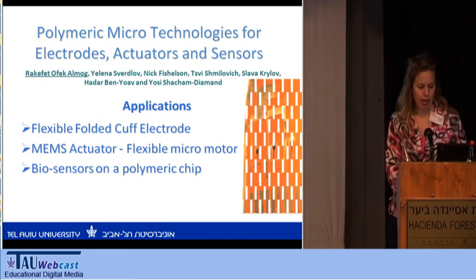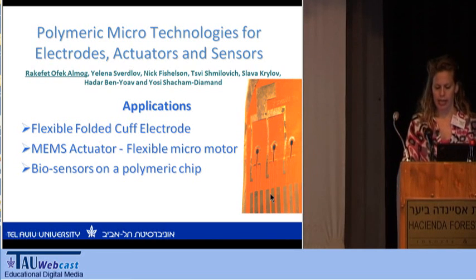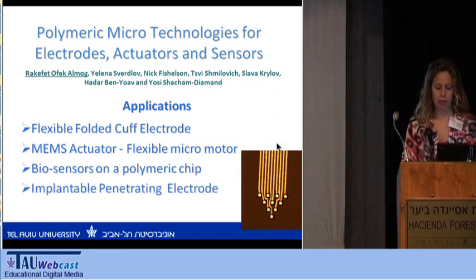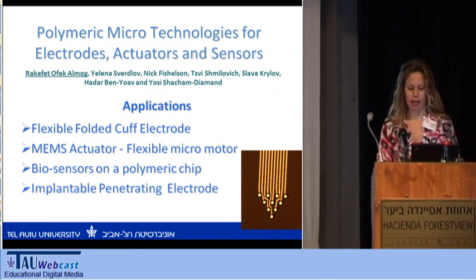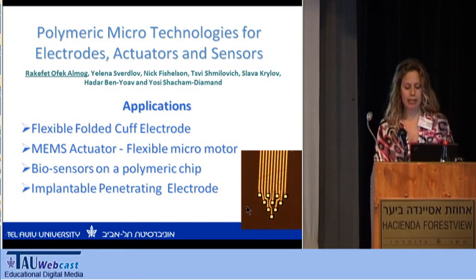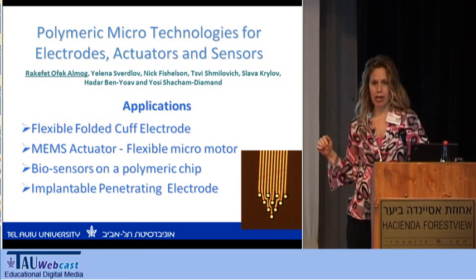Another application is biosensors on a polymeric chip. Here, it's a polyimide substrate, a gold seed layer, and a polypyrrole on this working electrode. And another application that I'll tell you more about if you come to see the poster is an implantable penetrating electrode that is implanted in the brain.